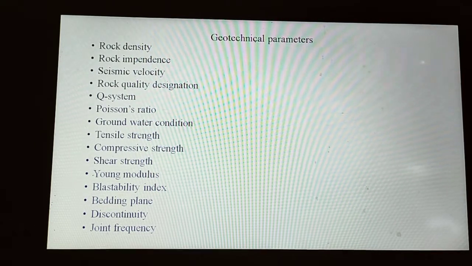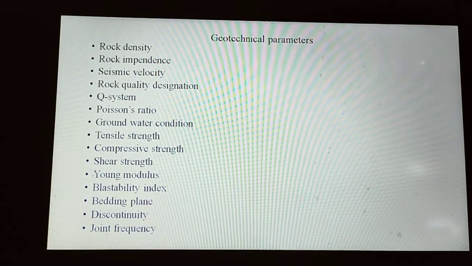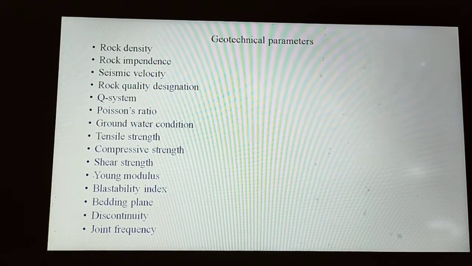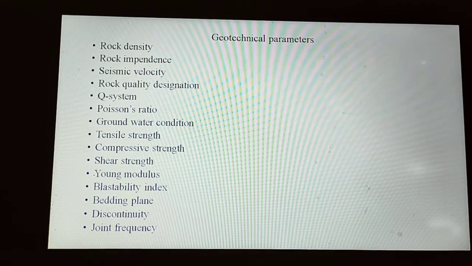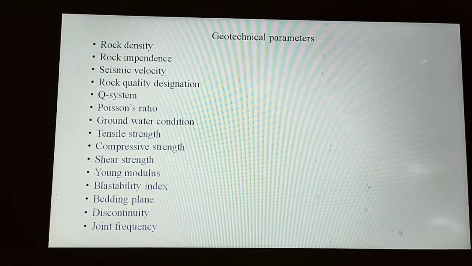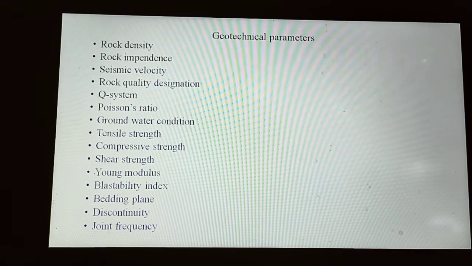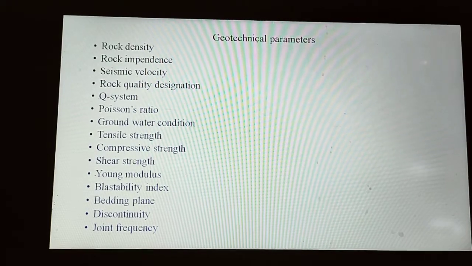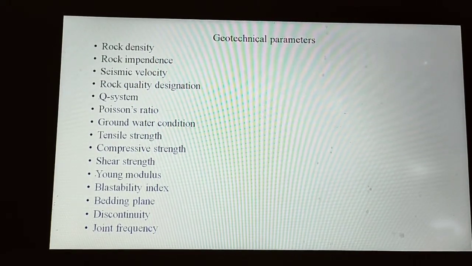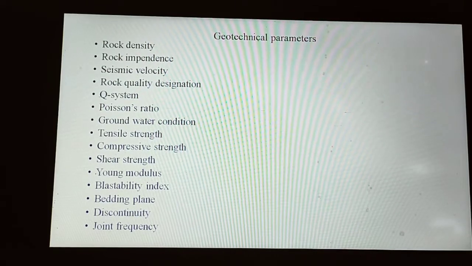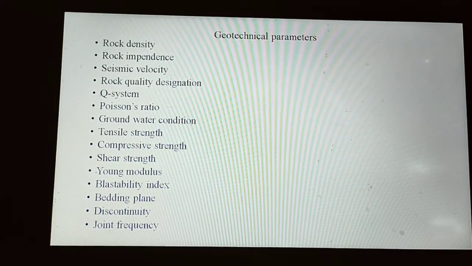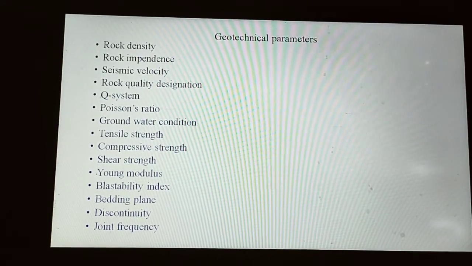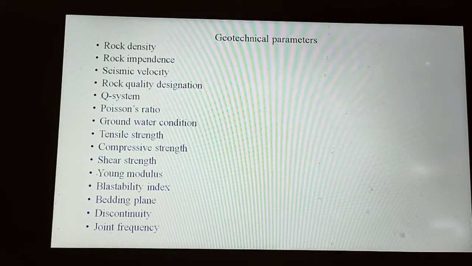As you know, the presence of bedding plane and discontinuities in a rock mass to be blasted affects the propagation of seismic waves, or you can say stress waves, in the rock mass, because at the free face and bedding plane, reflection and refraction of shock waves take place. Because of this, it affects the overall performance of explosive.